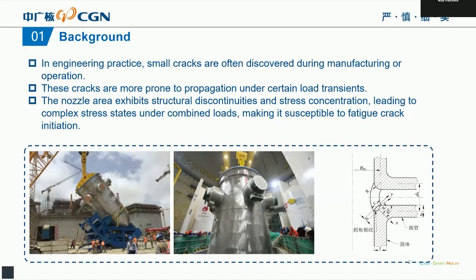In engineering practice, small cracks are often discovered during manufacturing and operation. These cracks are more prone to propagation under certain load transients, and the nozzle areas exhibit structural discontinuity and stress concentration, leading to a complex stress state under combined loads, making them susceptible to fatigue crack initiation.